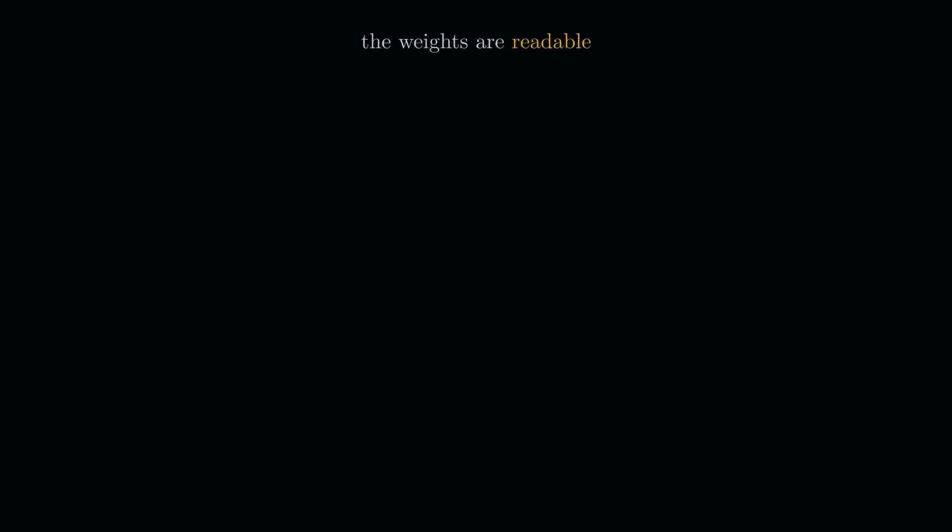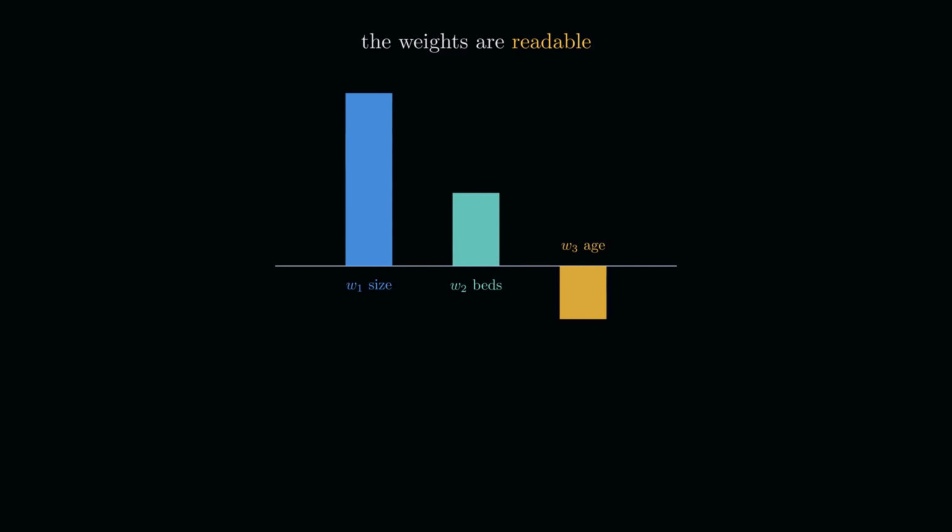And here's the quietly powerful part. The reason people reach for linear models even today is because these weights are readable. A weight tells you exactly how much its feature pushes the price, holding the others fixed. And its sign tells you the direction. A big positive weight on size, a small one on age. The model is literally telling you in plain numbers what it thinks matters and by how much. Very few models are this honest about their own reasoning.